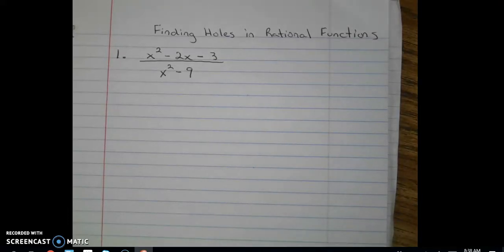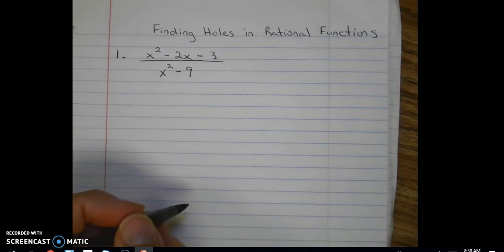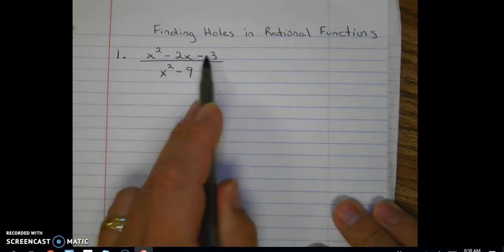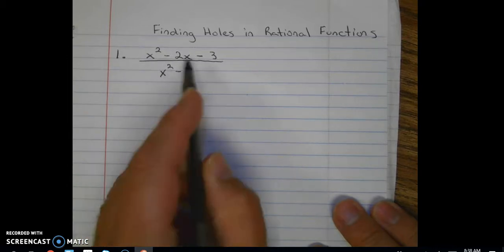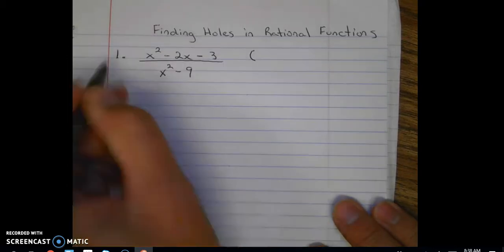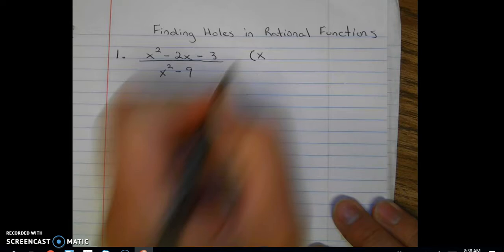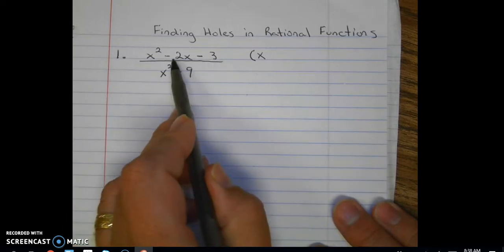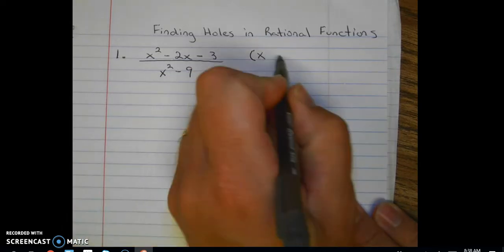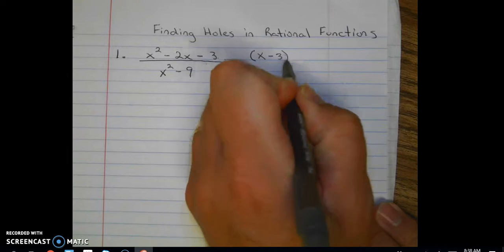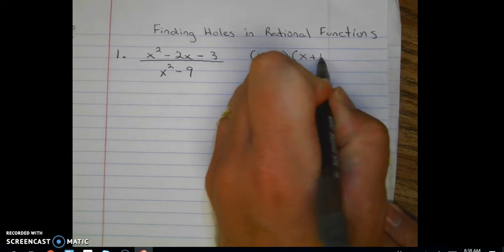Okay, extra credit number 3, finding holes in rational functions. So here we have a rational function. First thing you want to do is factor the numerator and the denominator. So factoring the numerator, let's see, what are we going to get here? -3, -2, x minus 3, x plus 1.